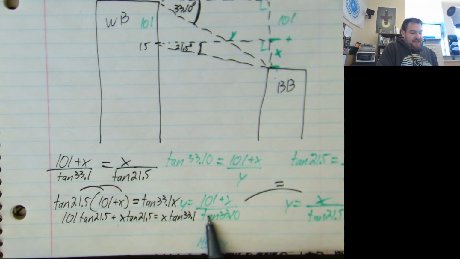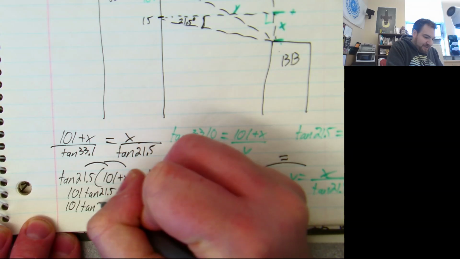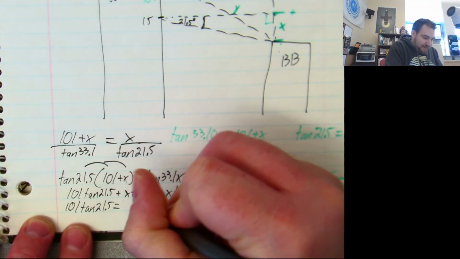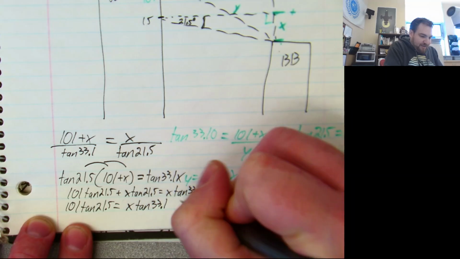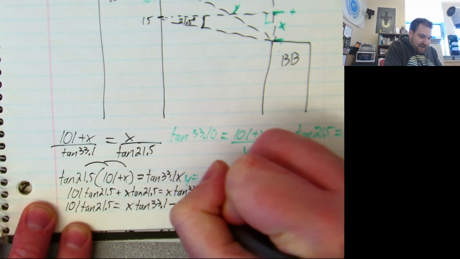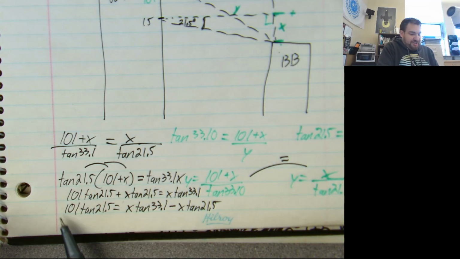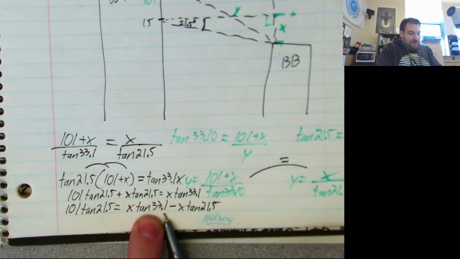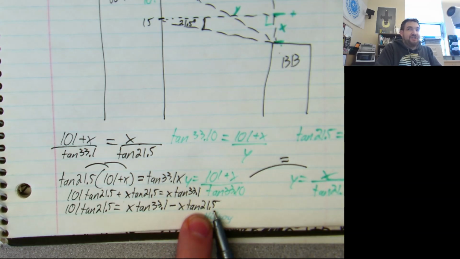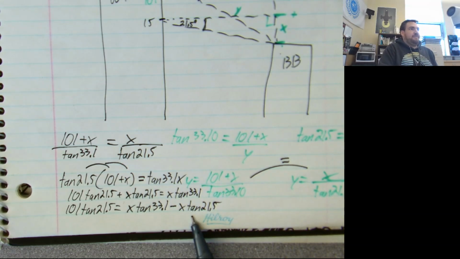I'm going to subtract this guy over, and so I'm going to get 101 tan 21.5 is going to equal x tan 33.1 minus x tan 21.5. These are all just, this is just a number. 101 tan 21.5 is just a number. Tan 33.1 is just a number. Tan 21.5 is just a number. It would be no different than having like 5x minus 2x is 3x.